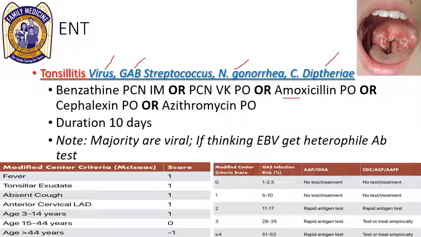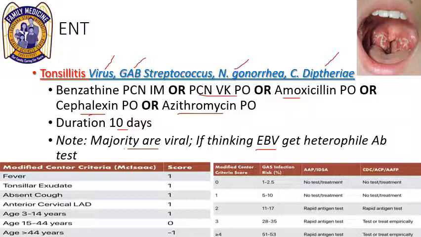So what do we use for this? Amoxicillin, cephalexin, or azithromycin. You can also use Augmentin as well. It says you can use penicillin. I've never used penicillin for this, but you can do it. And then 10 days. Now, the majority is viral. If you're thinking EBV, then you need to get a heterophile antibody test. If you're thinking EBV, then you also need to give them the precautionary instructions not to be involved in any type of contact sports.